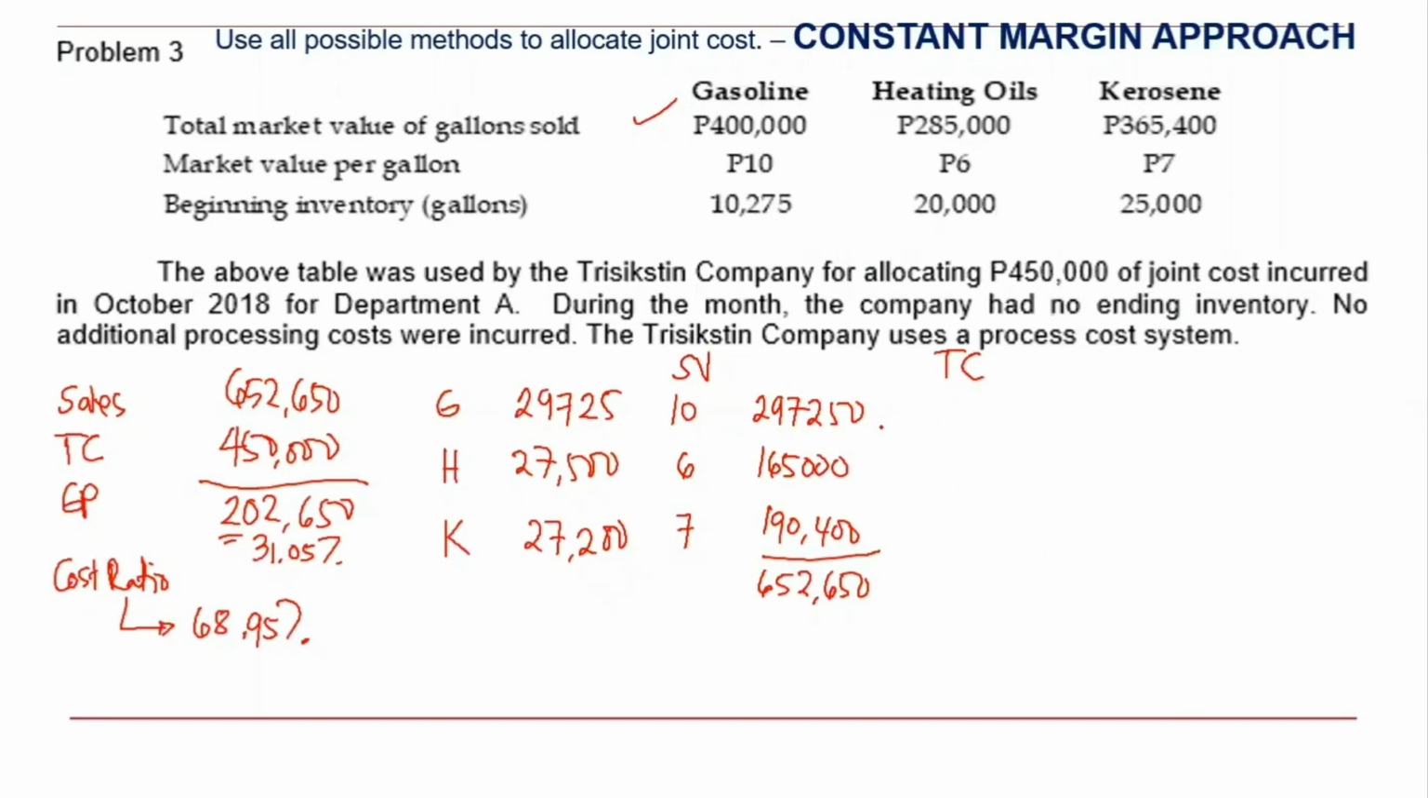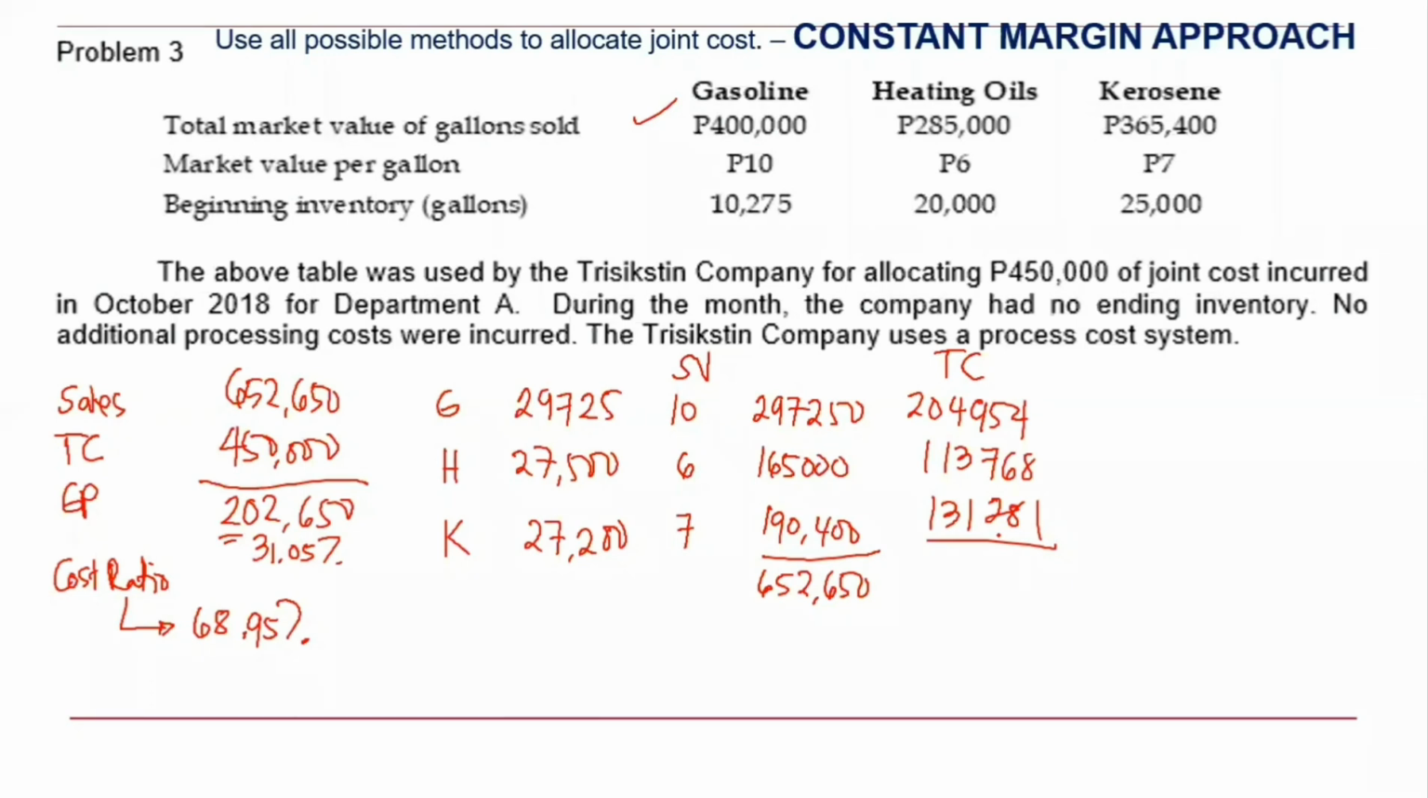Ayan. So from here, ang total cost natin would be 297,250. Apply na natin lahat ng cost ratio natin times 0.6895. So what's the answer? It's 204,954. Tapos si isa, 165,000 times 0.6895. So that's 113,768. Tapos 190,400 times 0.6895. So that would be 131,281. Parang sobra, no? But let's check.